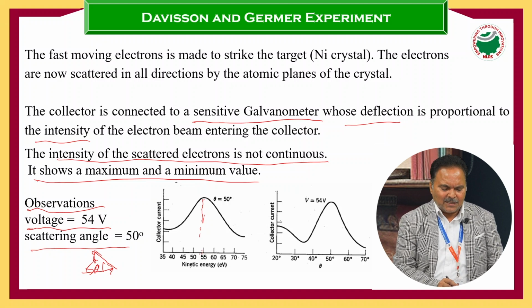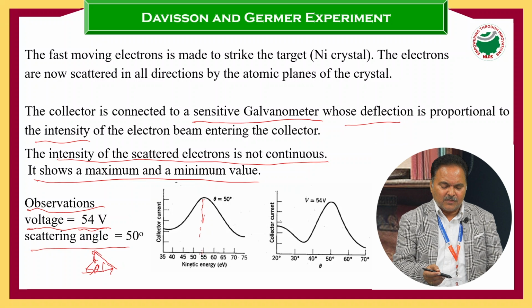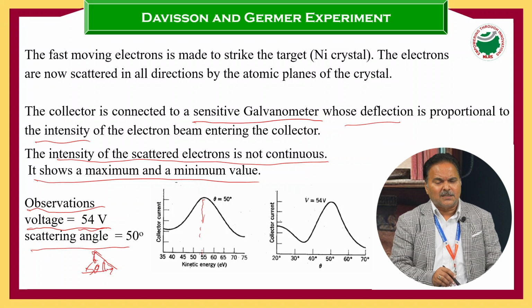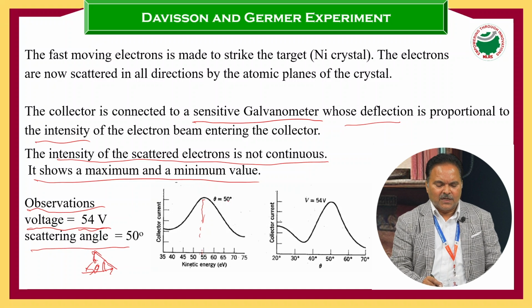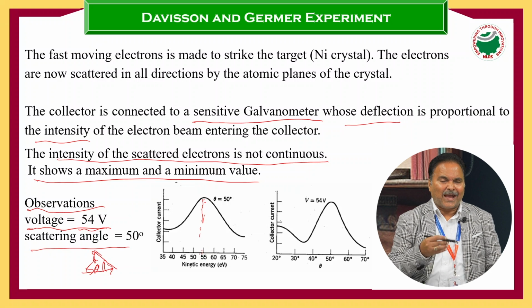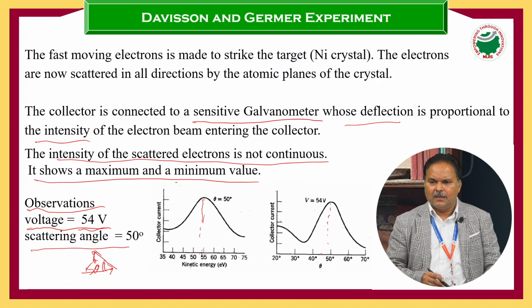The first observation is this angle and 54 volts. When 54 volts, they got maximum intensity, and that maximum intensity also comes when the angle between incident and scattered rays is 50 degrees. That is another observation. When theta is 50 degrees, this 54 volts electron beam gives maximum intensity. If the theta value is less, you will get less intensity. More than 50 also, it will be less. So at a particular value, 50 degrees, the maximum intensity will come out.